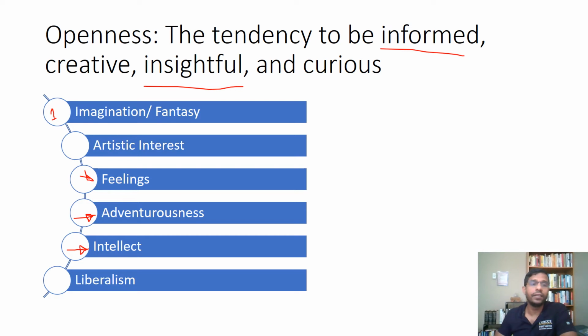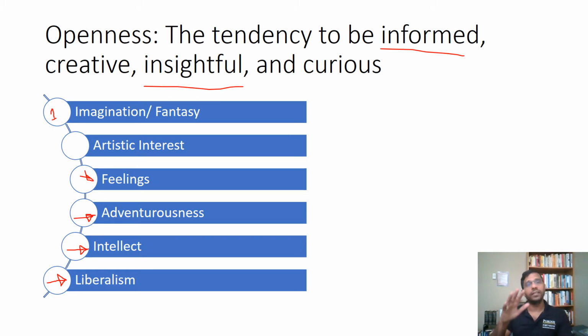Finally, we have the dimension of liberalism. Here by liberalism, we do not mean political affiliations, although there is a slight positive correlation there. But people who tend to be high on liberalism tend to be unconventional. They prefer things that are not conventional in nature. They like to break the mold. At least that's what their preference is.